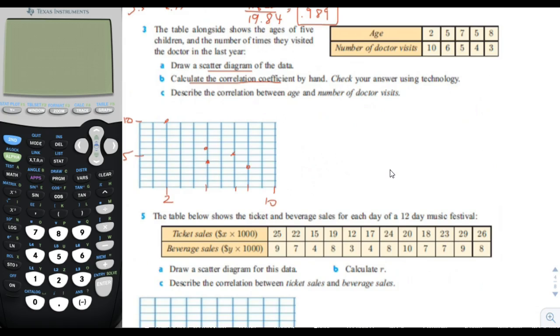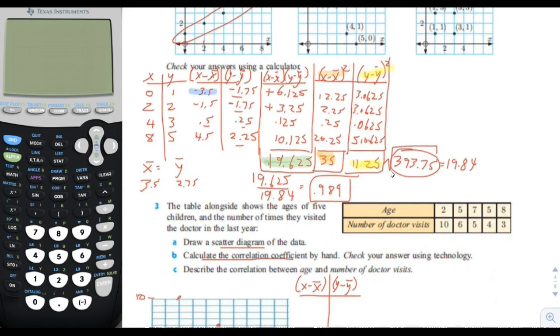Okay. Now calculate the correlation coefficient by hand. All right. So remember, R equals that big mess, right? And the most important thing is we need to find x minus x bar and y minus y bar. And then we need to start combining it in certain ways like we did in the previous problem, remember? So the first thing we need to figure out is what's x bar, what's y bar, and to do that, remember, we just add up all the numbers. 2 plus 5 plus 7 plus 5 plus 8, and we get 27, and we divide it by the total number of numbers, which is 5, and we get 5.4. So x bar is 5.4.